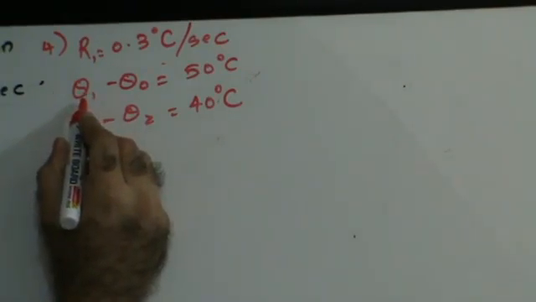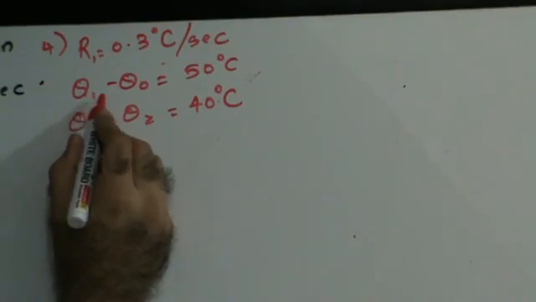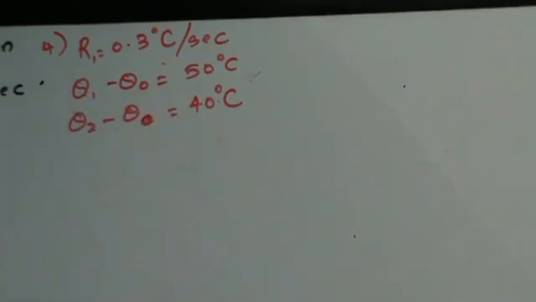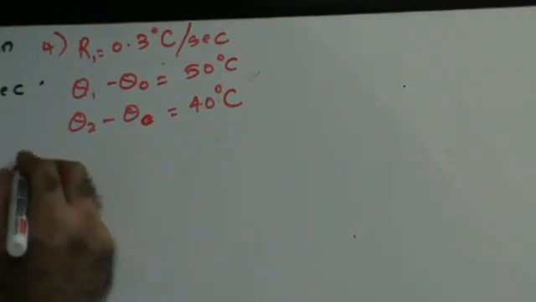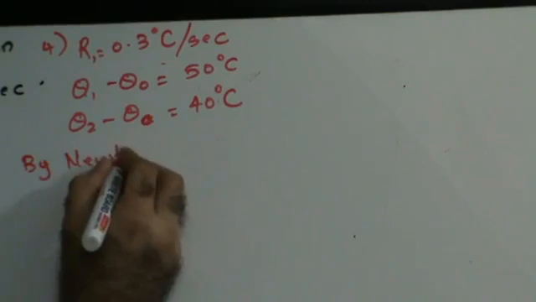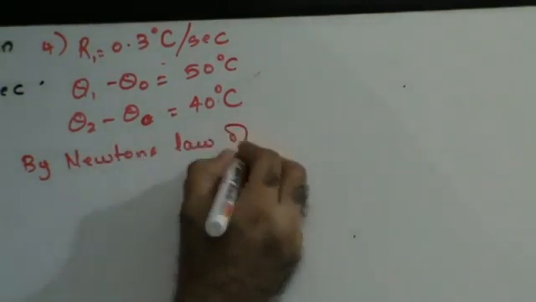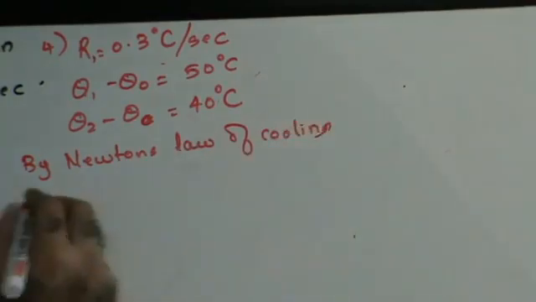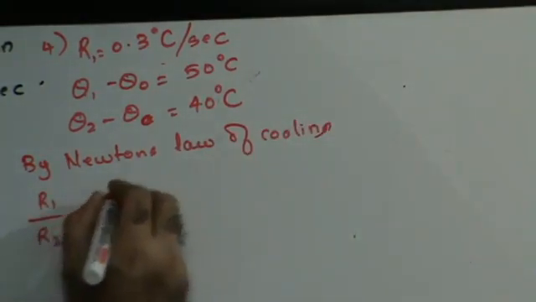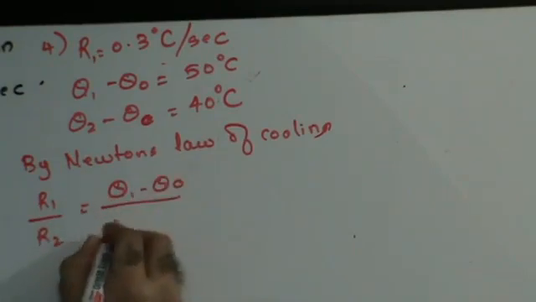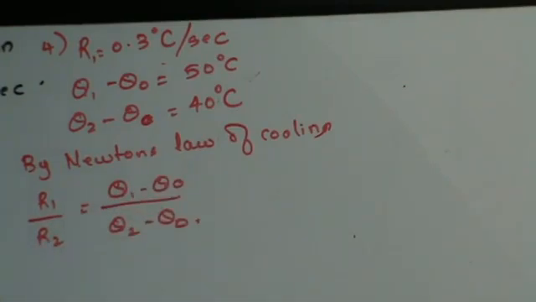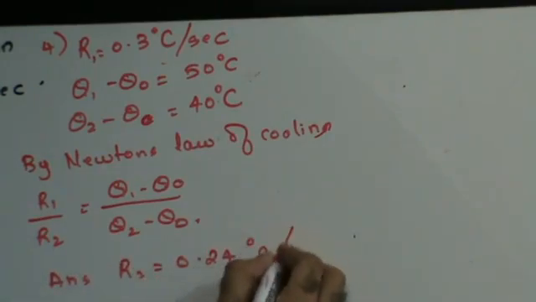Here they haven't given you the temperature of the body, but they said what is the temperature of the body above the surrounding. That means they give you theta 1 minus theta 0 and theta 2 minus theta 0. Same, apply Newton's law of cooling. If I apply Newton's law of cooling, I'll get R1 upon R2 is theta 1 minus theta 0 upon theta 2 minus theta 0. All the data is given to you except R2. You should be able to get the answer for R2. The answer for R2 should be 0.24 degrees Celsius per second.